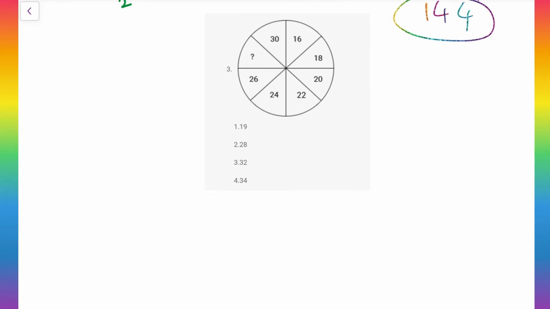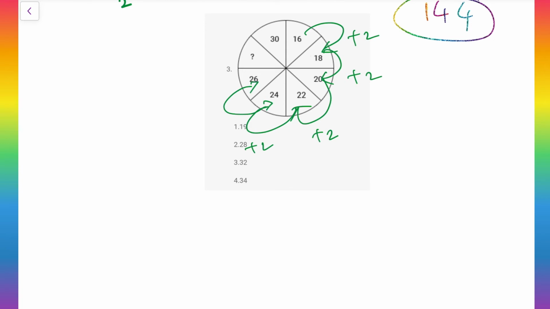One circle is there, 16, 18, 20, 22, 24. Oh, very easy this one. 16 plus 2, 18. 18 plus 2, 20. 20 plus 2, 22. 22 plus 2, 24. 24 plus 2, 26. 26 plus 2, 28. The same way 28 plus 2, it is 30. So the missing number is 28.